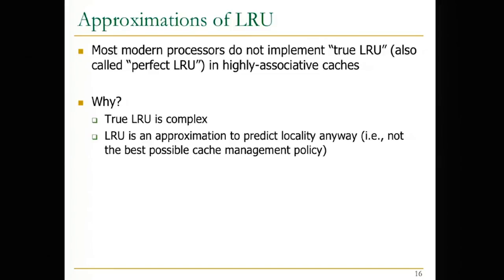Okay, so LRU is an approximation to predict locality anyway. Maybe it's okay not to be perfect in it, right? And that's one of the other reasons why modern processors don't implement it. So, for example, some processors implement not MRU, not most recently used. This is easy to track, right?